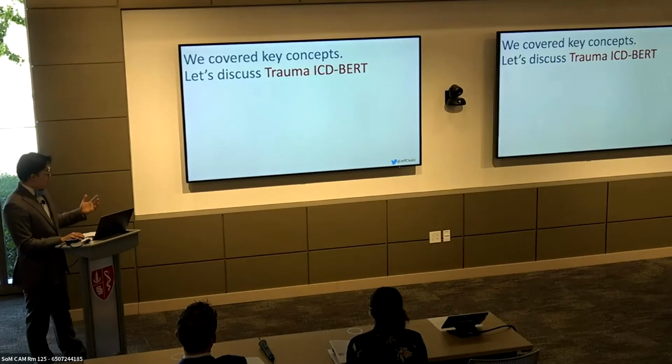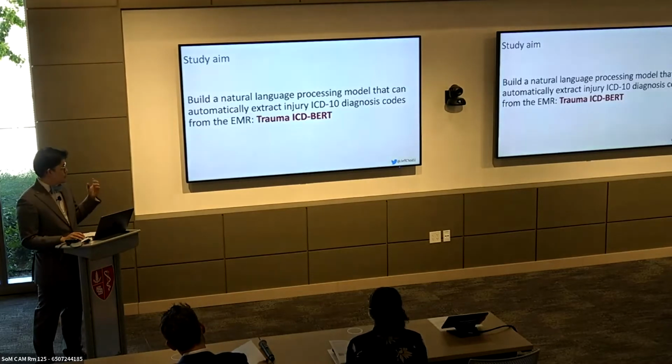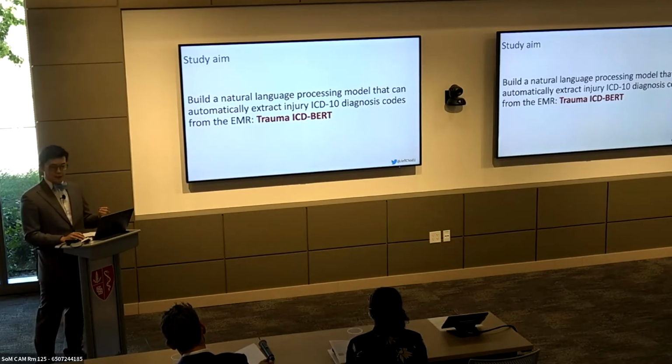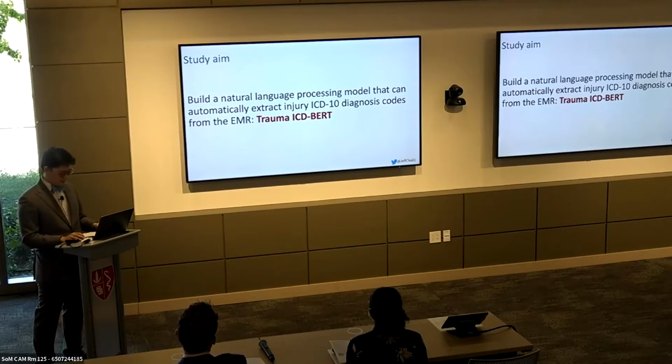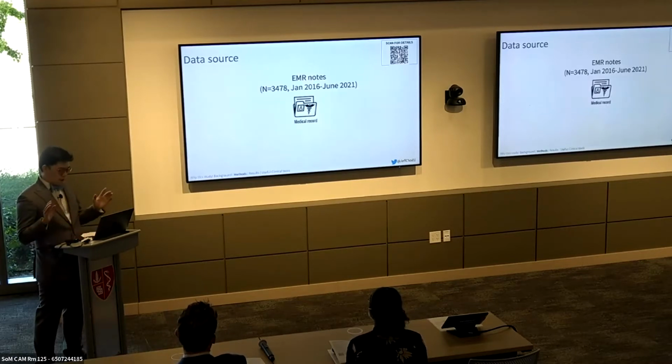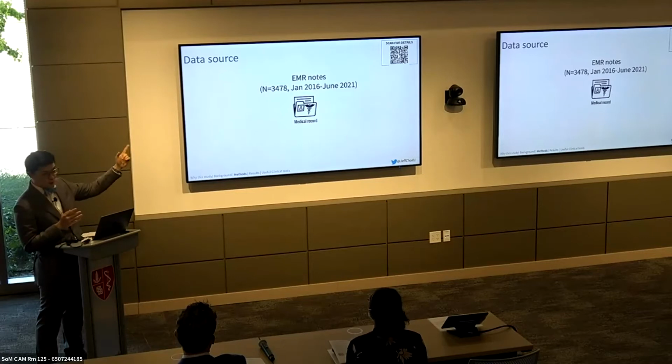So let's discuss Trauma ICD-BERT. Our study aim was to make ICD-10 codes available real time. We aim to build a natural language processing model that can automatically extract ICD codes from the electronic medical record. And this model is called Trauma ICD-BERT. Over the next minute, I'll provide a very bird's eye overview of our methods. If you're interested in the details, you can scan that QR code in the corner, and that will link you to our technical paper.